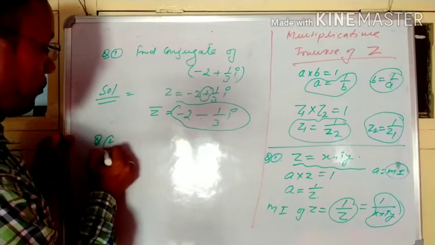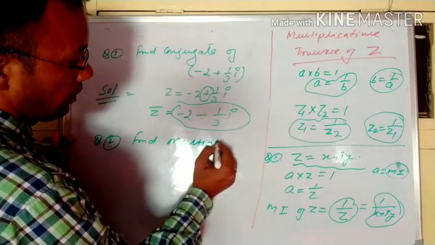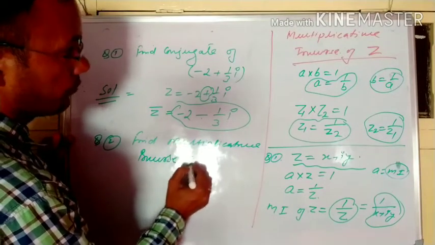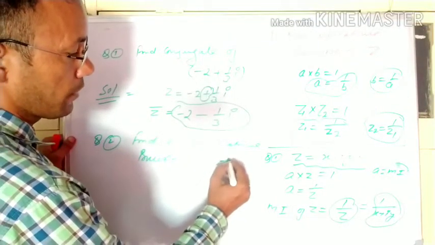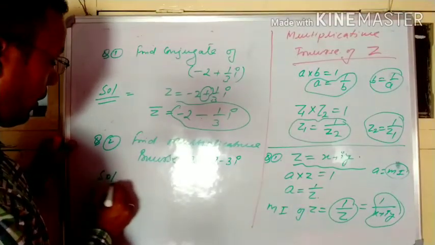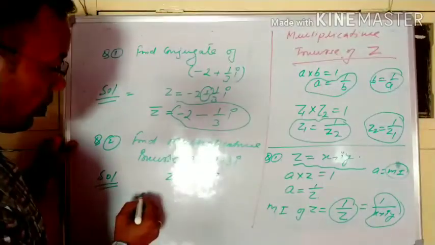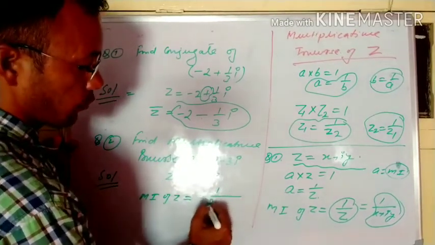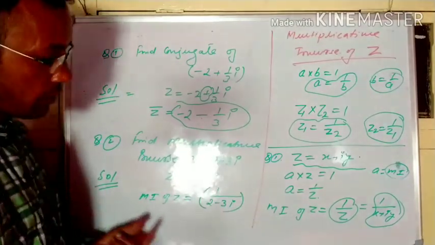Now question number 2, find the multiplicative inverse of 2 minus 3 iota. Then the solution will be, we have Z is equal to 2 minus 3 iota, right? And the multiplicative inverse of Z is equal to 1 upon Z, that means 1 upon 2 minus 3 iota. But it is not in the general form, right?